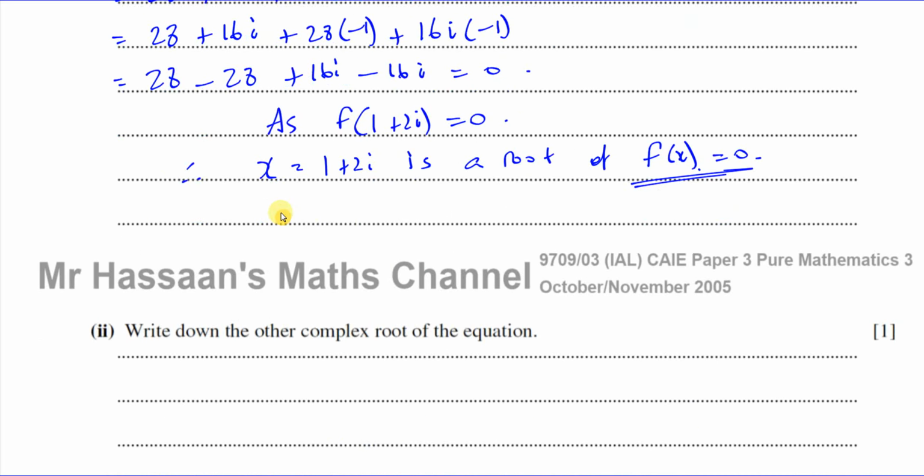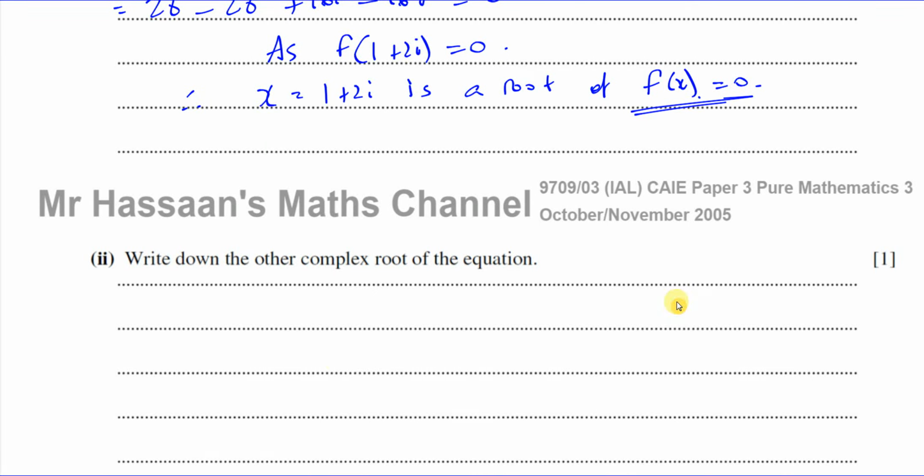Okay, then part 2, it says write down the other complex roots. Well, we know that roots come in conjugate pairs, so we can say that the conjugate pair for this root is going to be 1 minus 2i. It's going to be 1 minus 2i. 1 minus 2i is the other root.